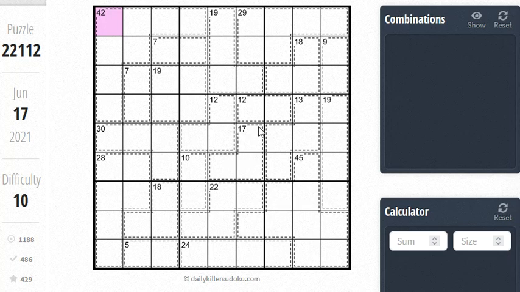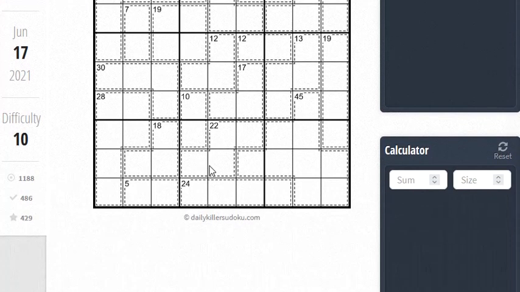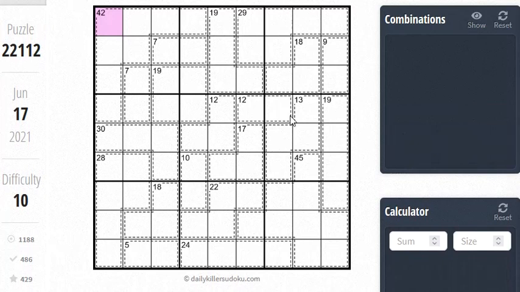Hi, so let's look at today's level 10 Killer Sudoku on dailykillersudoku.com. Sorry, my screen just scrolled.